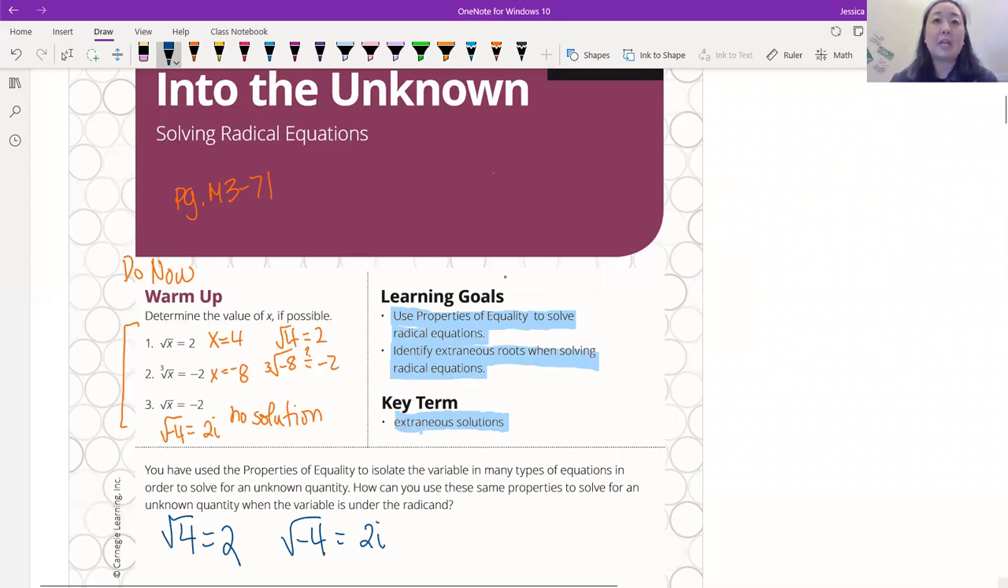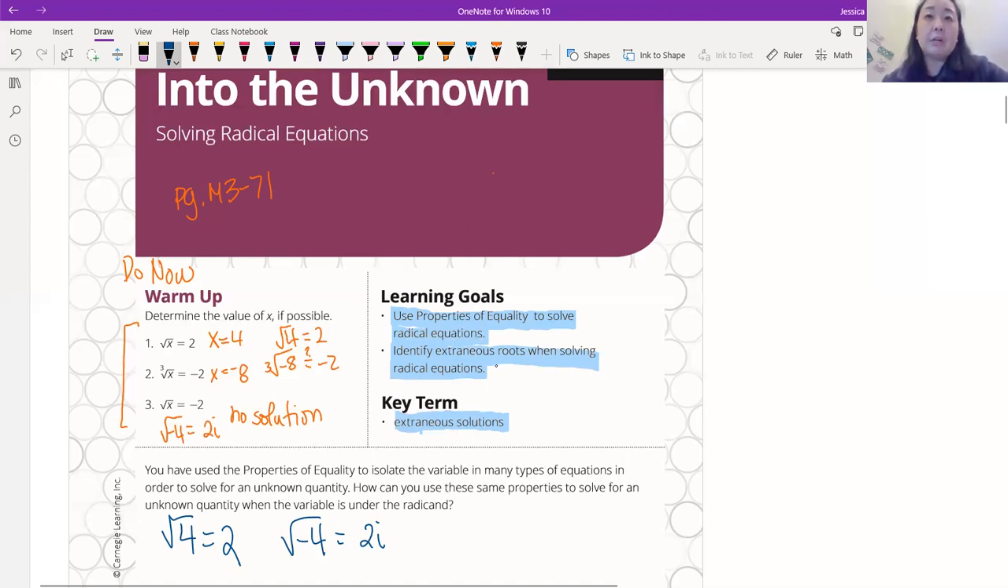And the learning targets for today are that we're going to use properties of equality to solve radical equations. Now, you already know what the properties of equality are. You just didn't know that that was its name. Whenever you add 3 to both sides, or divide by 6 on both sides, or square root both sides, what we're doing to one side of the equation, we're doing to the other side of the equation. That's the property of equality. And then we're going to be solving equations as well as identifying extraneous roots when solving radical equations.